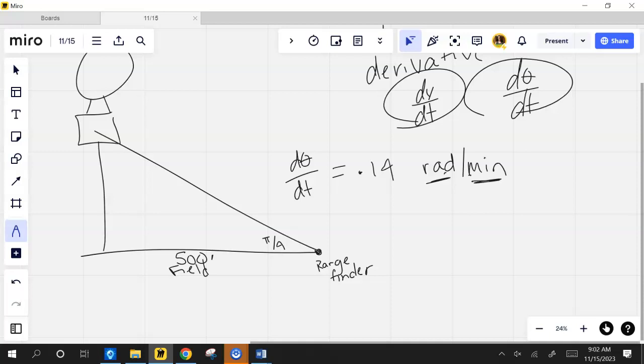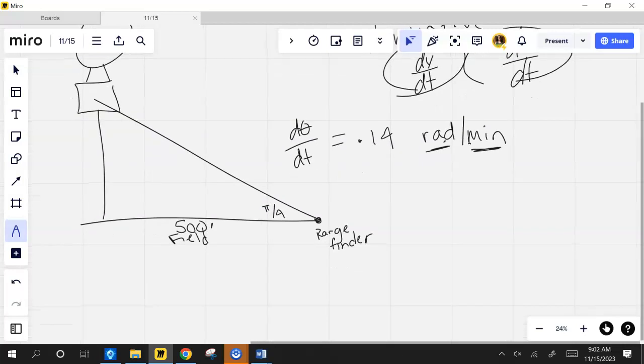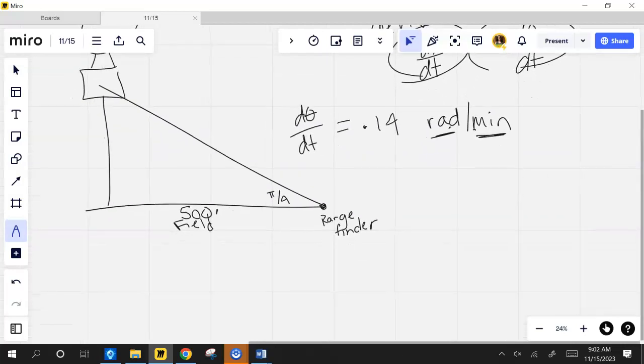Okay. How fast is the balloon rising at that very moment? Okay, so what do we have? I'm thinking around a SOHCAHTOA thing.